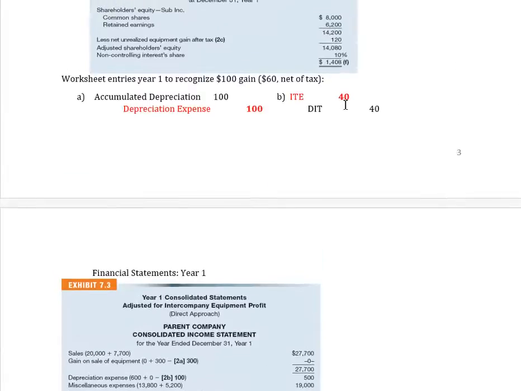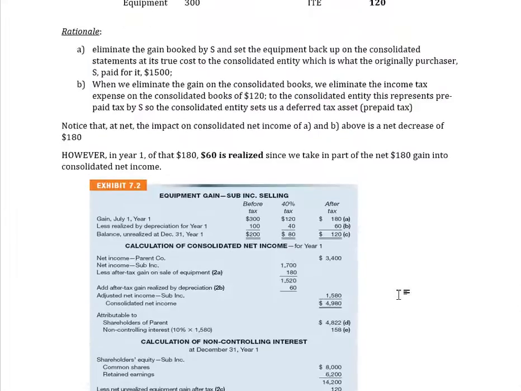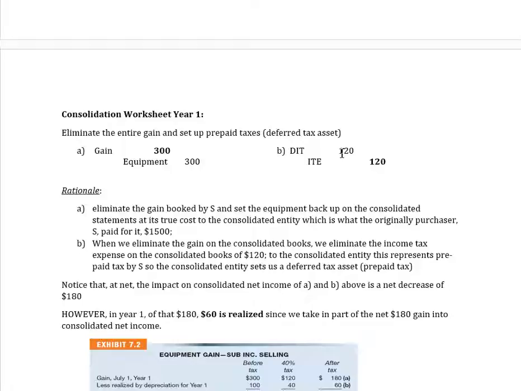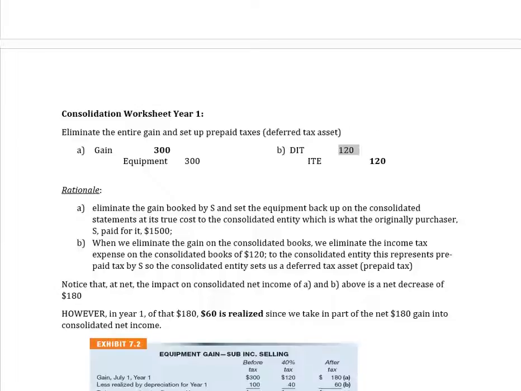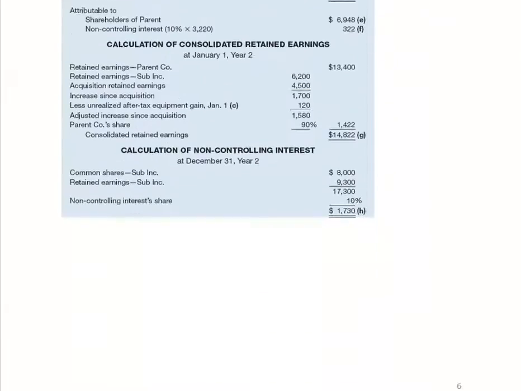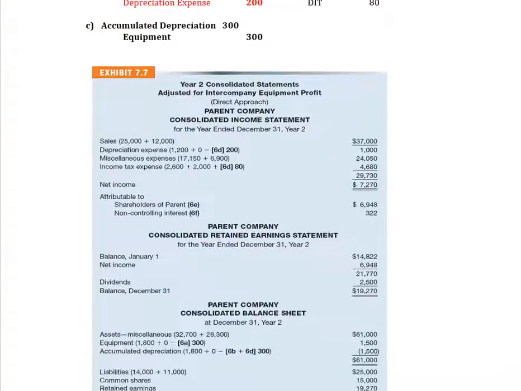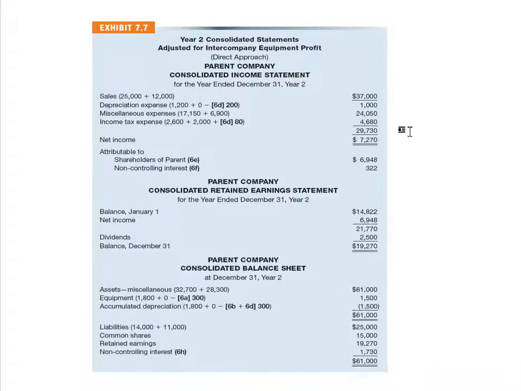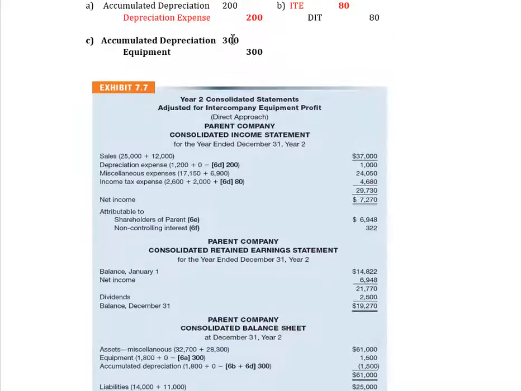If you go back up here, that means we reversed now our deferred tax account by 40 plus the 80 we just saw. So now our deferred tax asset has been totally used up. In other words, there's nothing more that's prepaid from the perspective of the consolidated entity. So now we have no more deferred tax balance left. So when we get into the statements here, I'll get to this guy in a bit.